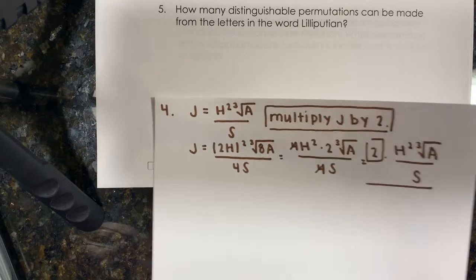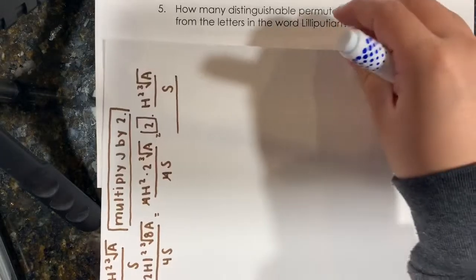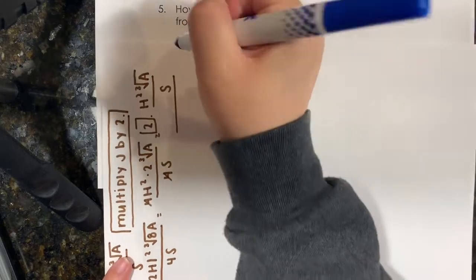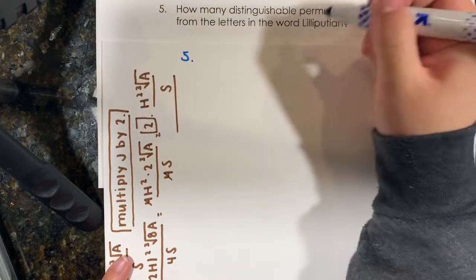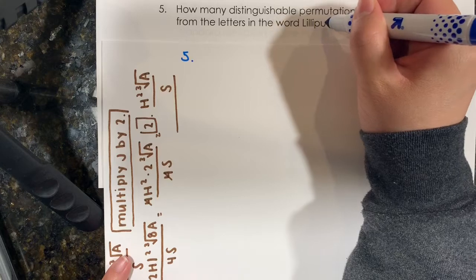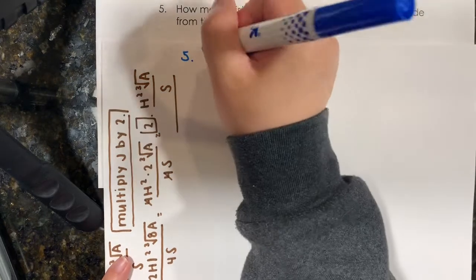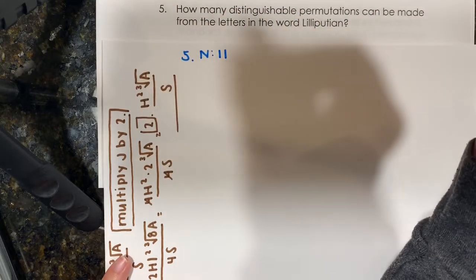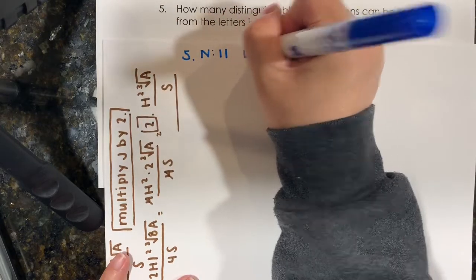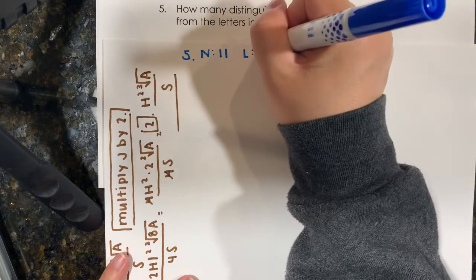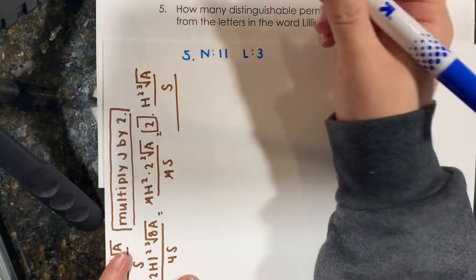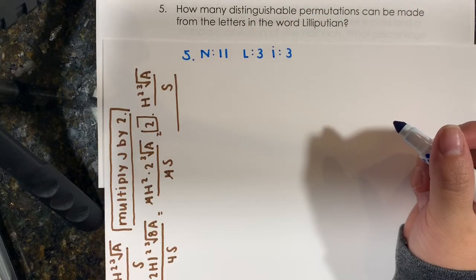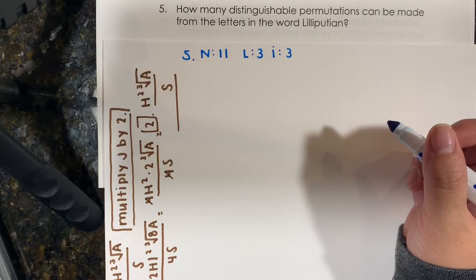Now for number 5, how many distinguishable permutations can be made from the letters in the word Lilliputian? So in number 5, there are 1, 2, 3, 4, 5, 6, 11 letters. So total would be 11. Then we're going to go for our multiples. How many L's are there? There's 1, 2, 3. How many I's are there? 3. There's no other P's, no U's, no A's or N's.